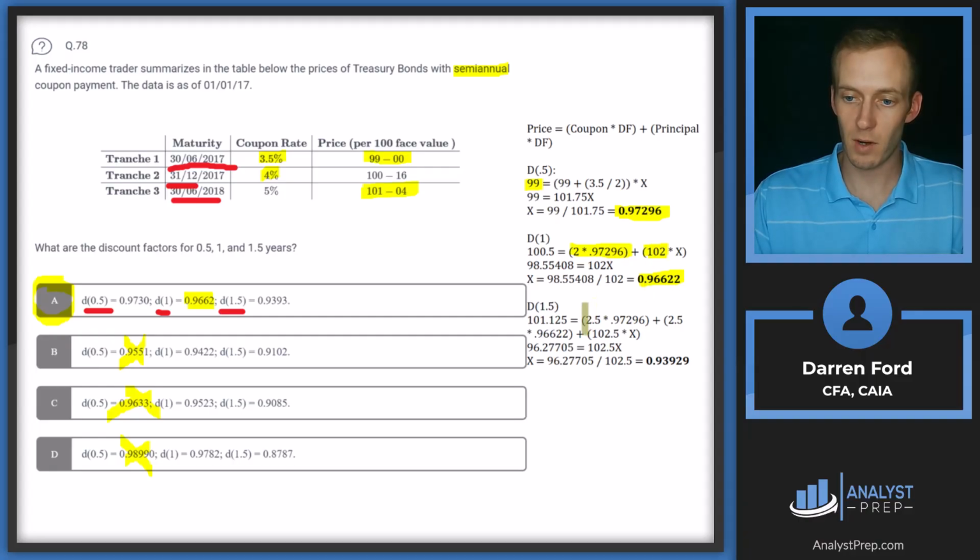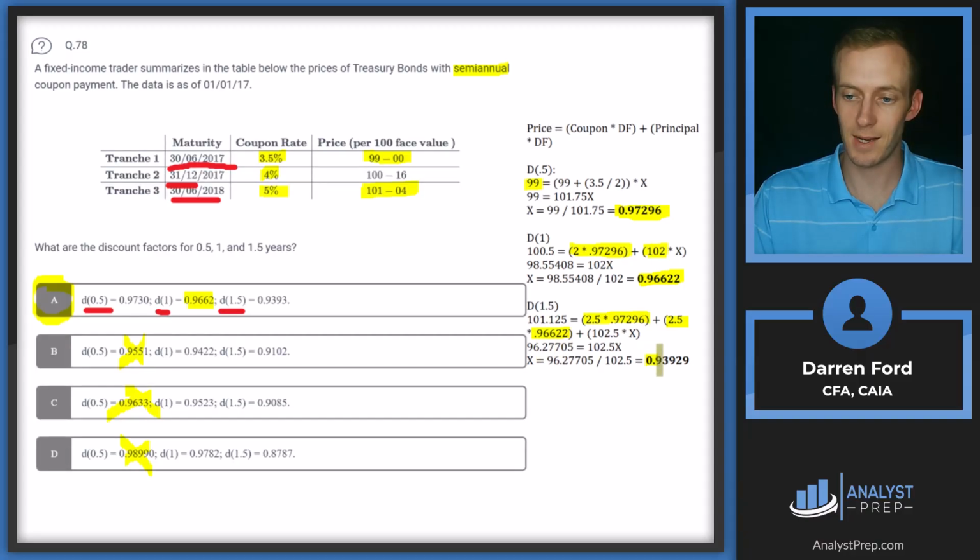So at that halfway mark, we're going to take 2.5 coupon, which we get by 5% divided by 2. We're going to plug in the discount factor at 0.5 years. We're going to add that to 2.5 times this discount factor here, which is plugged in there at 0.96622. And then our last coupon of 102.5 times x. So this is our 1.5 year discount factor. And we'll just do that algebra right down the line.